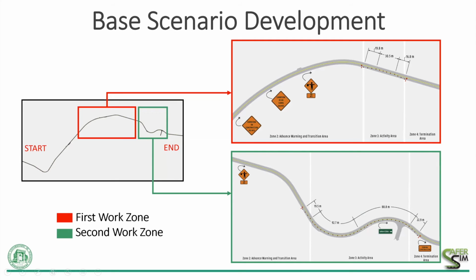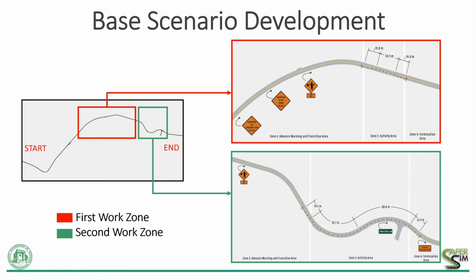You can see here at the left a sketch of the plan view of the whole segment, and then highlighted to the right these two figures, each one of them for each of the work zones that were considered. As you can see, we have all the signage required by the MUTCD. And in both cases, we have one lane closure for the job that was performed there.